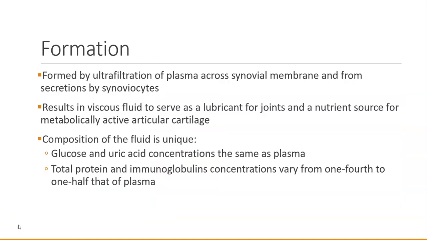Synovial fluid is formed by ultrafiltration of plasma across the synovial membrane and from secretions by the synoviocytes. This results in a viscous fluid that serves to lubricate the joints and a nutrient source for the metabolically active articular cartilage. The composition of synovial fluid is unique. Glucose and uric acid concentrations are the same as plasma, and this will become significant later on in our discussion. The total protein and immunoglobulin concentrations vary from 1/4 to 1/2 that of plasma.